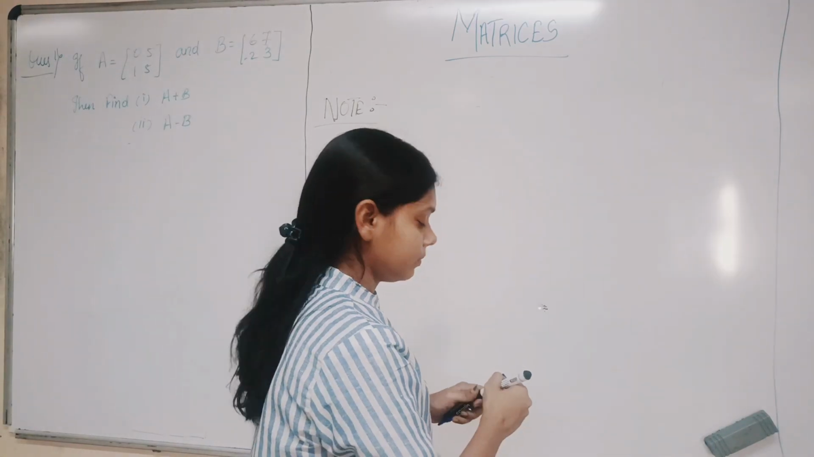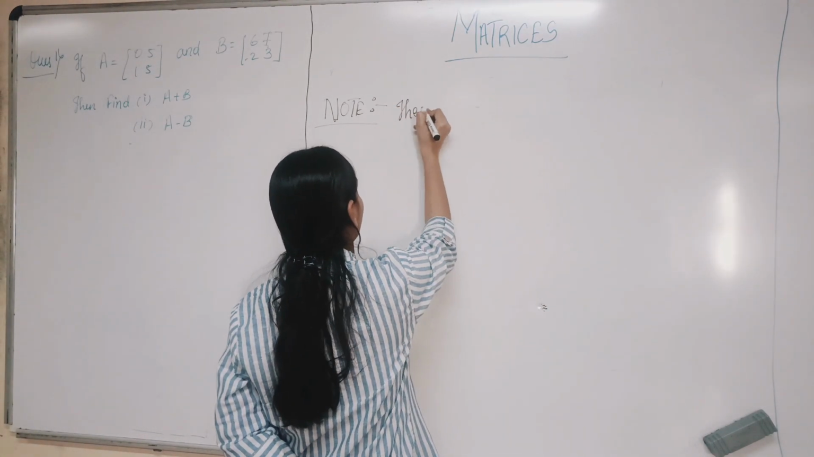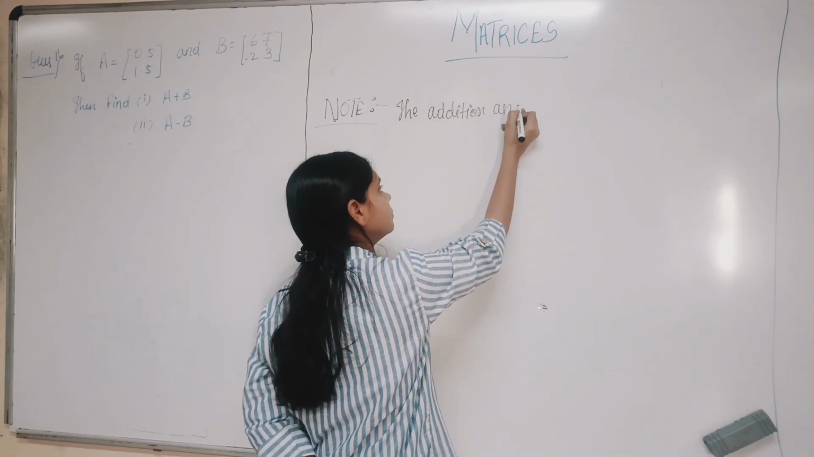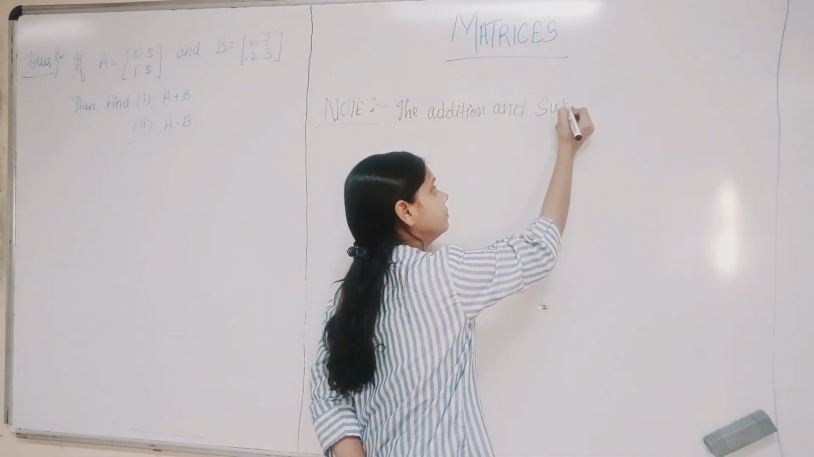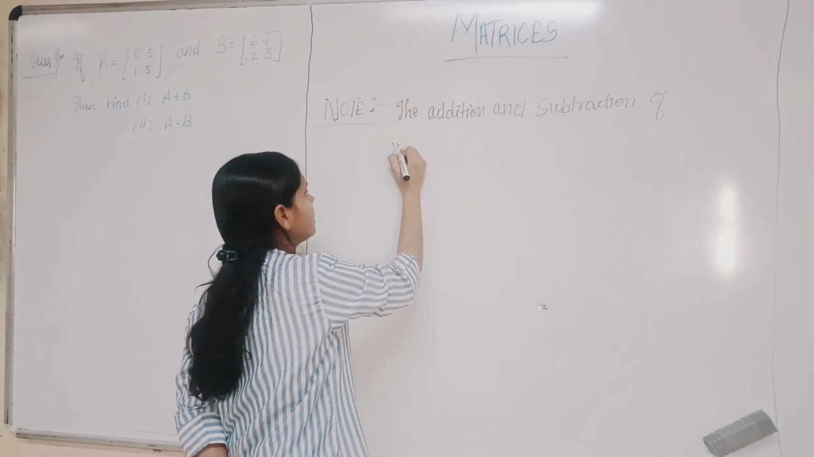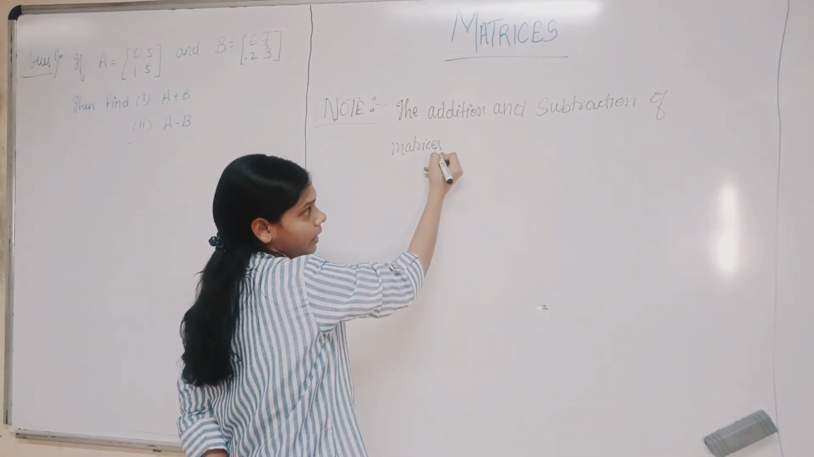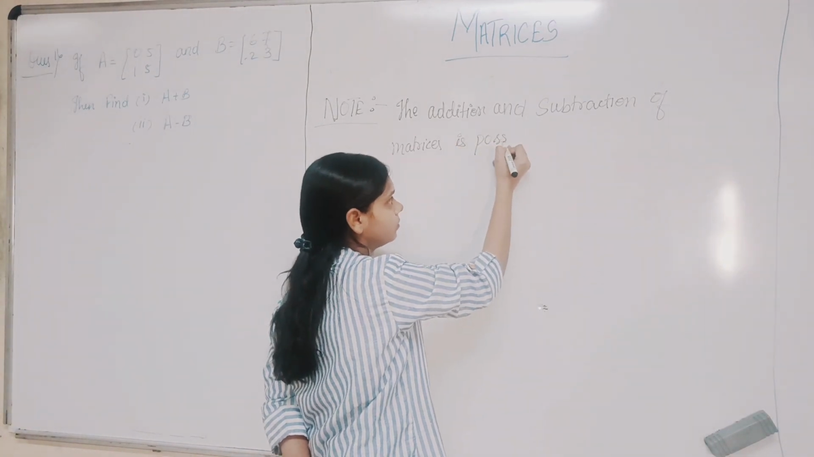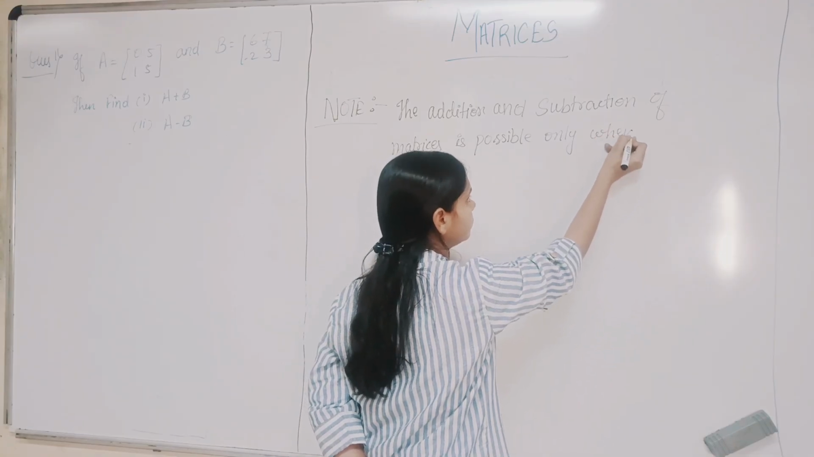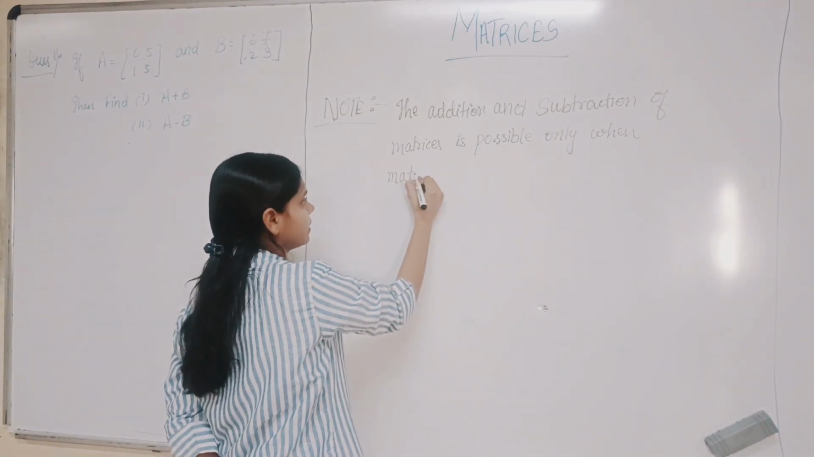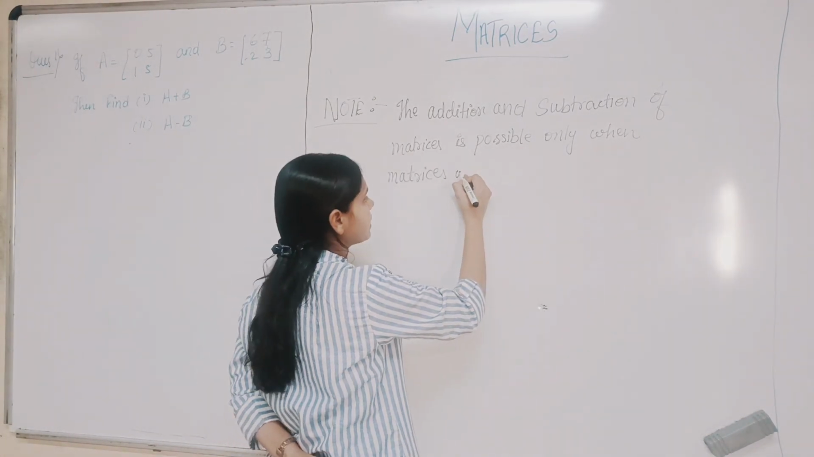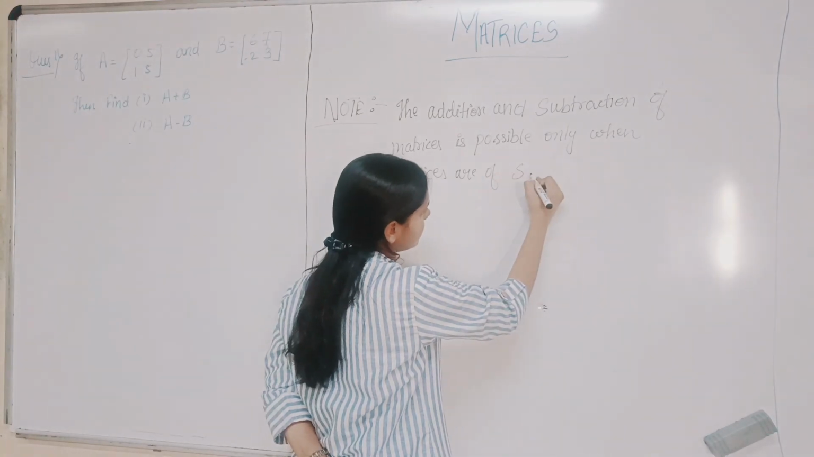Okay, so write down: the addition and subtraction of matrices is possible only when the matrices are of the same order. Okay, matrices are of the same order.